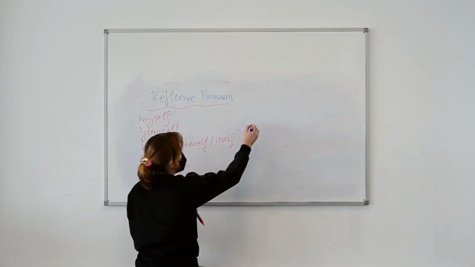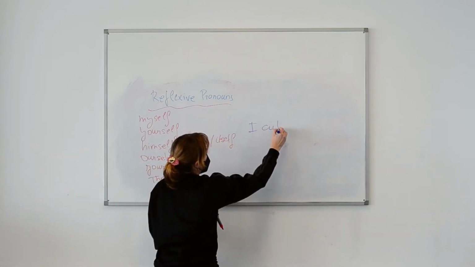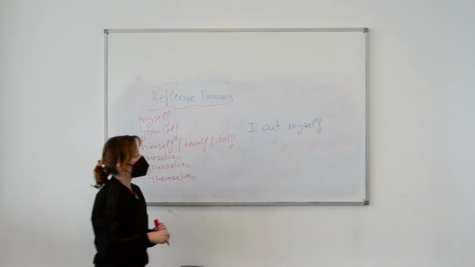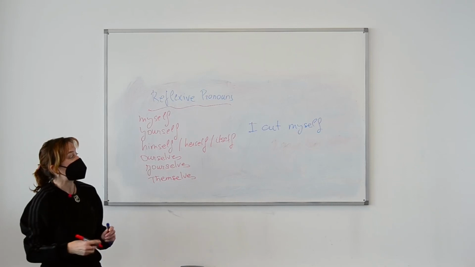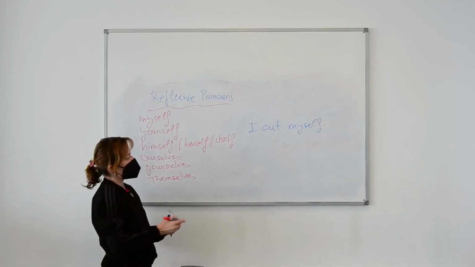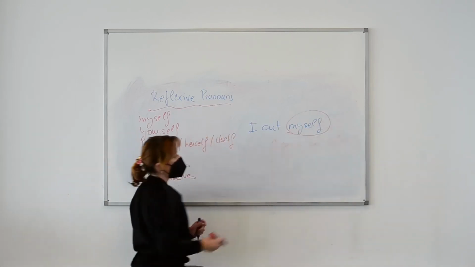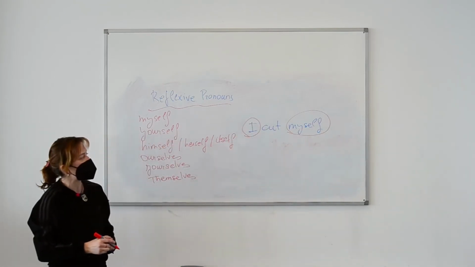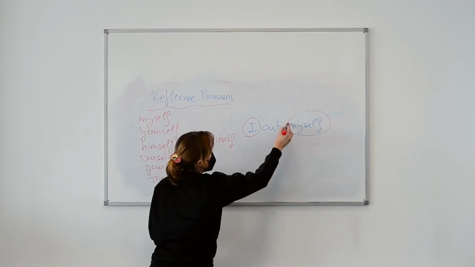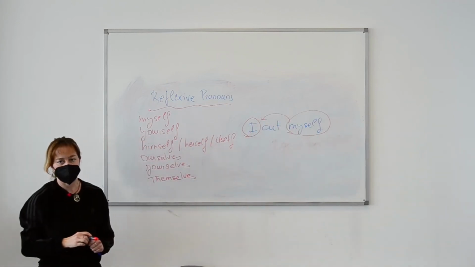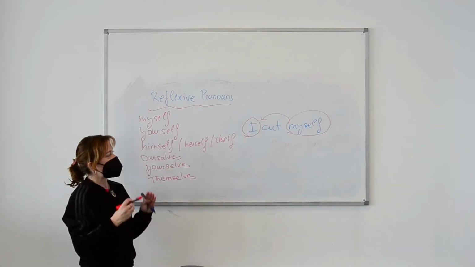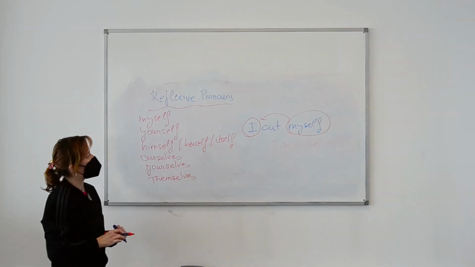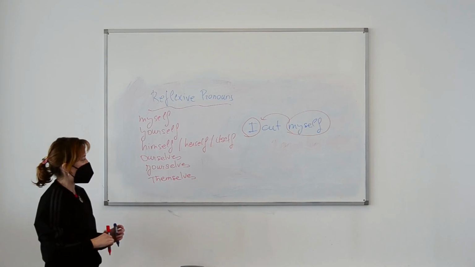For example, I cut myself. In this case, in Spanish, we say me corté, while in English, they use a reflexive pronoun. It means that I do the action and me, the same person, receive the action, okay? The action of cutting and receiving the cutting, it's the same. It's what is called a reflexive pronoun.